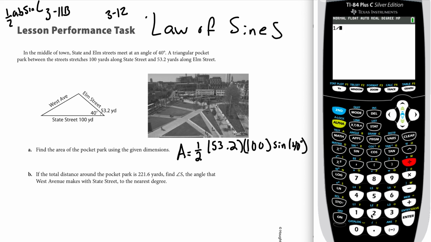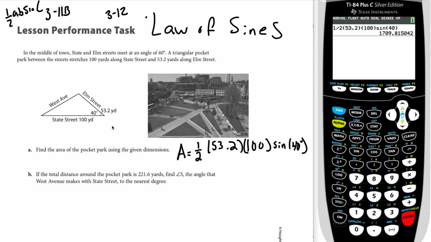1/2 times 53.2 times 100 times sine 40. It doesn't matter what you set your A and your B to, because you're going to multiply them by each other either way. Let me just do a double check there. So the area, wow, that's actually a really big area. But if you multiply by 100, it's not that unreasonable, given that one of the sides is 100 and one is 53.2.